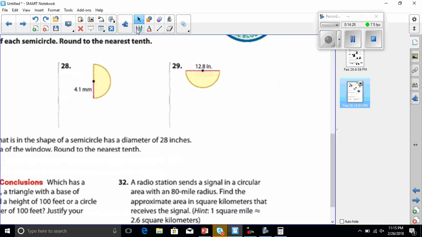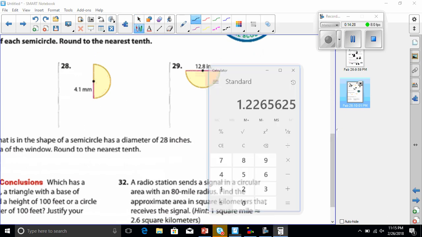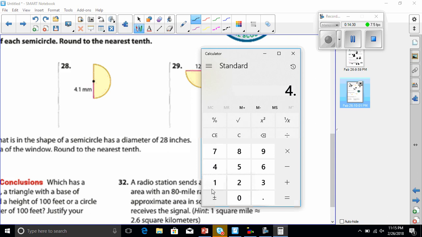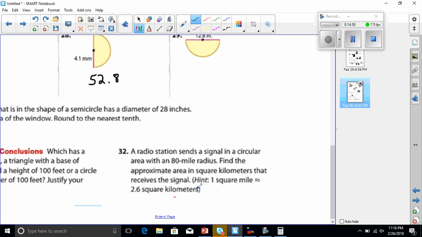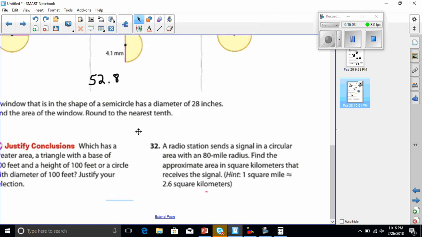So if it's 4.1, we'll get on our calculator, and we'll realize 4.1 squared is 16.81 times 3.14 will give us 52. When we round to the nearest tenth, that's going to be 52.8. And let's go down to number, see, that was 28, 29. I guess number 30 is over here. And we're just going to move this a bit so we can get to it.